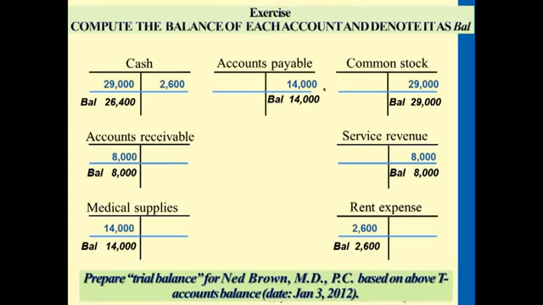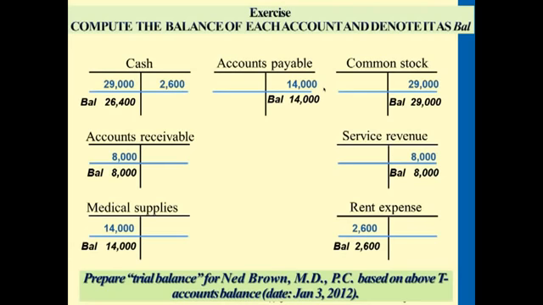Okay, anybody figure out the balance for debits and credits? 51,000. Other answers? 53,600 for both sides, debits and credits. All right, let's go over this together. So where do we start from?